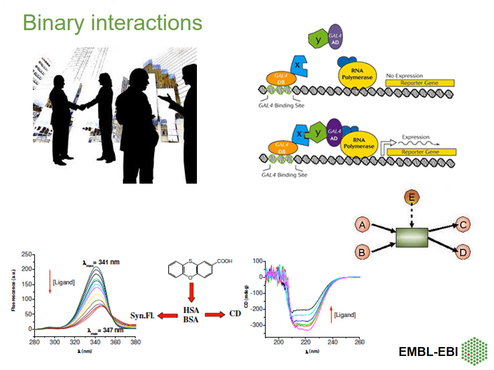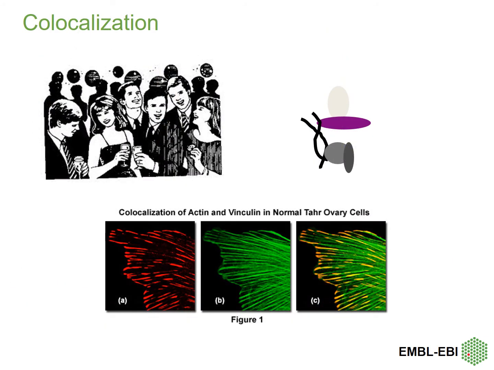And this is looking at fluorescence here, adding a ligand to an enzyme, and now they're interacting, and you can detect that interaction by physical biochemical methods. And then here's co-localization. Here's multiple proteins together.